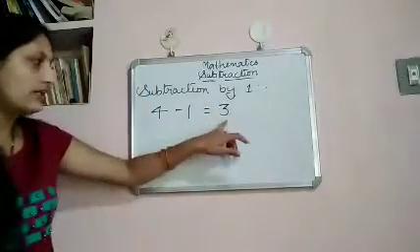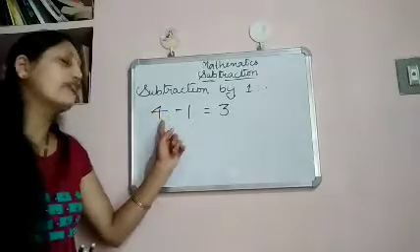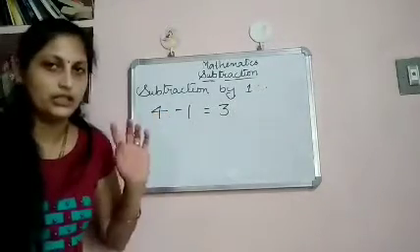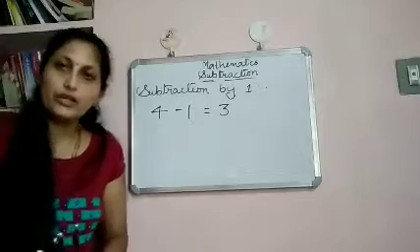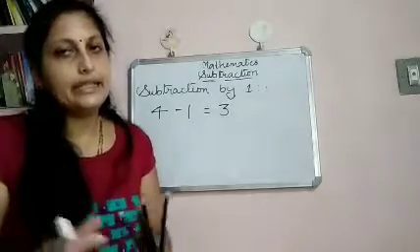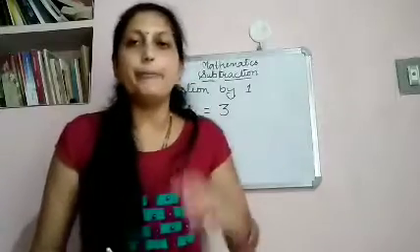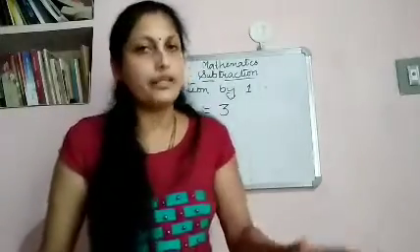So, what is this 3? This is just before 4. 3 comes just before 4, isn't it? Before number. So, when you remove 1 from any number, what comes? We will get before number. Okay? We get before number.